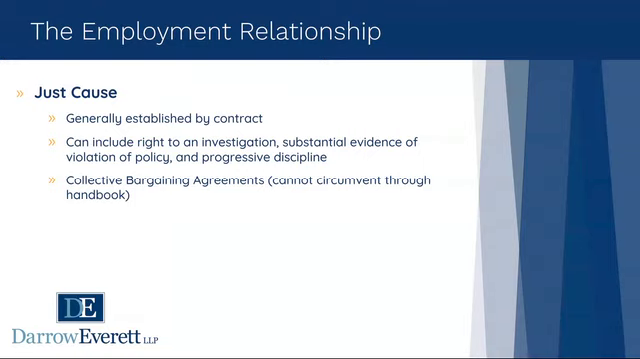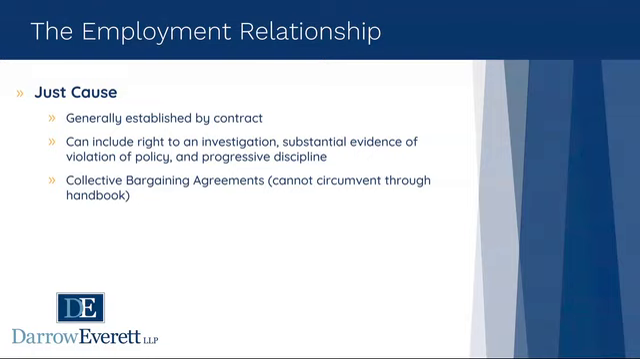So a little bit further on just cause, again, it's generally established by contract. Sometimes, depending on the CBA or the policies in place, if you have a just cause termination policy in your handbook, for example, and you've altered that status, it can include the right to an investigation, substantial evidence of a violation of policy provided by the employer, and sometimes progressive discipline steps. Again, this is most commonly found in collective bargaining agreements with unions.